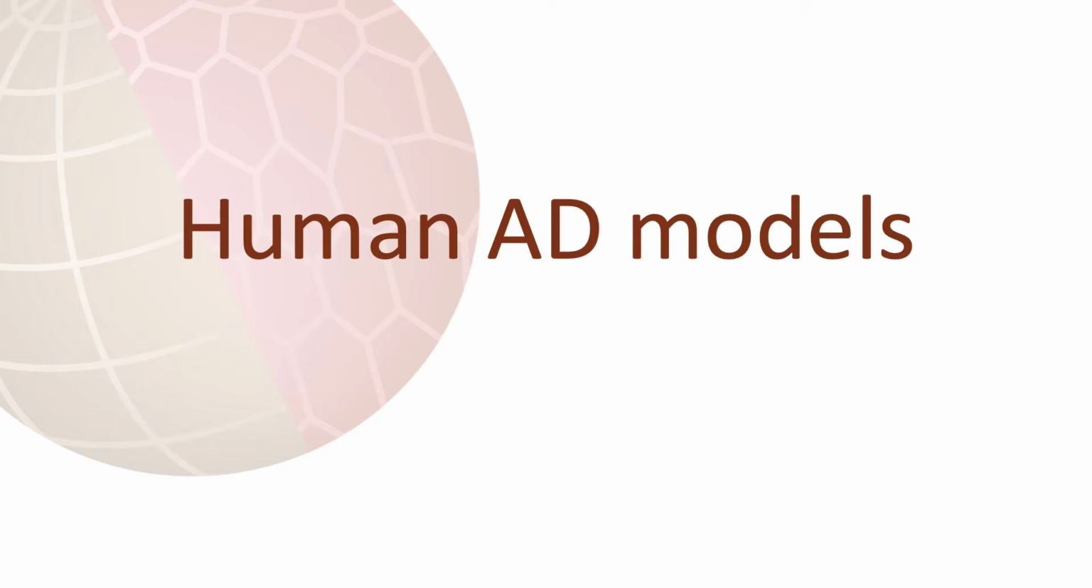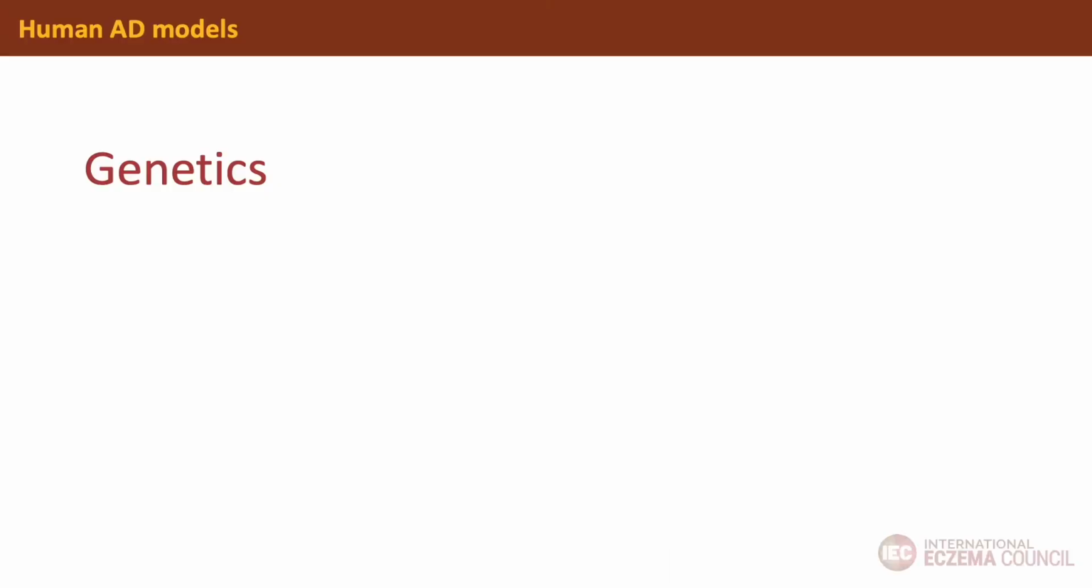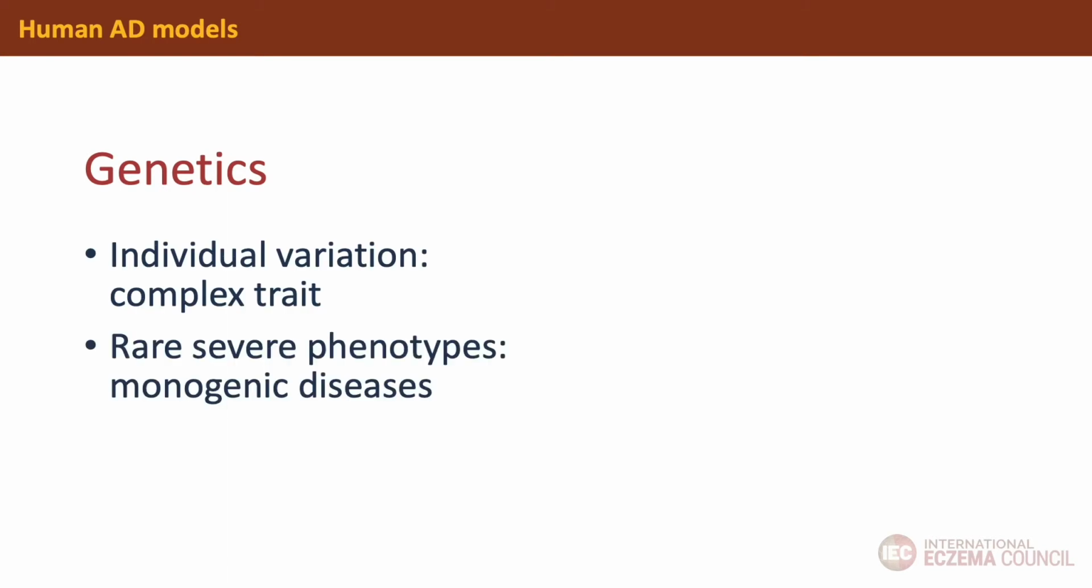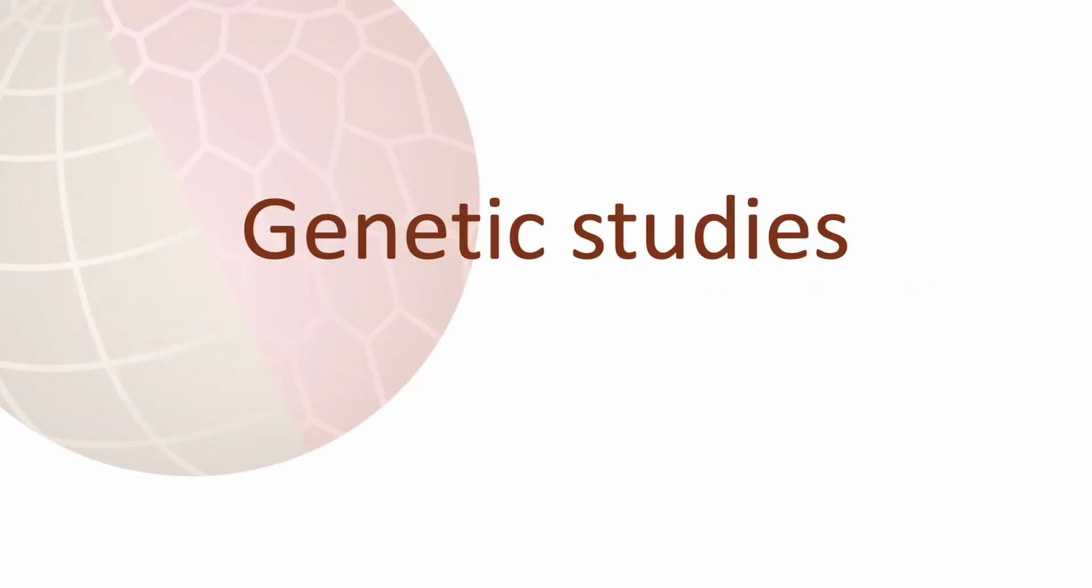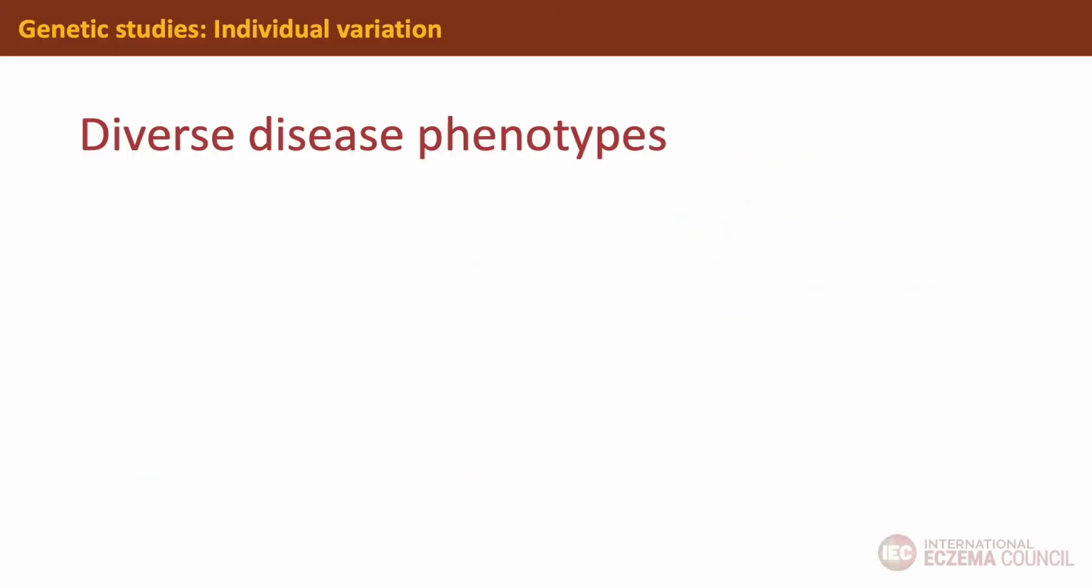So human AD models fall into two major categories. We can study the genetics, including individual variation contributing to this complex trait, as well as rare severe phenotypes that are often monogenic diseases. In vivo studies also include human models in vivo, and these will be covered in Killian's talk later in the session. So focusing on genetic studies.